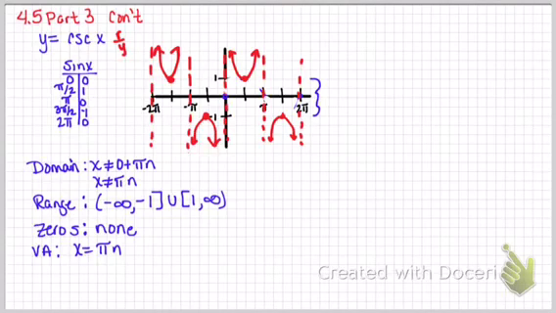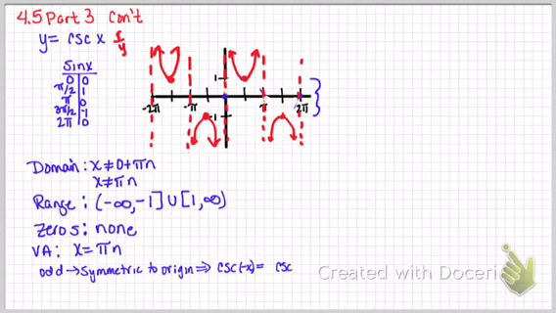Is it even, odd, or neither? Well, we said cosine is the only even one of the reciprocals. So this one is odd, which again means it's symmetric to the origin. Which also means that if we took cosecant of negative x, it would give us the same value as cosecant of positive x, except it would be the opposite sign. And then because it is the reciprocal of sine, its period is going to be 2 pi.